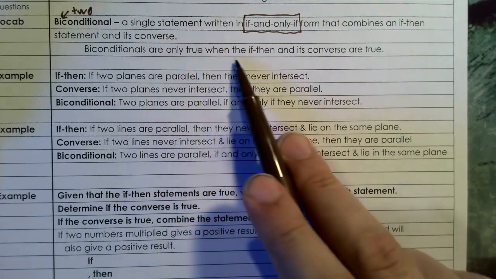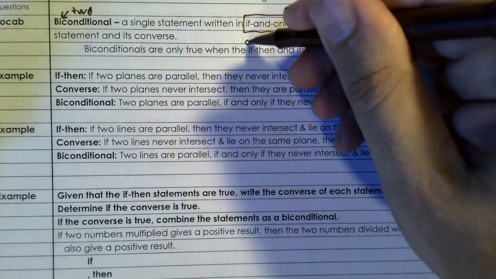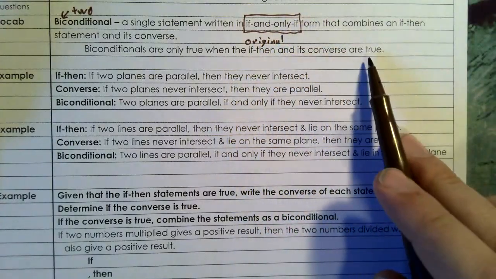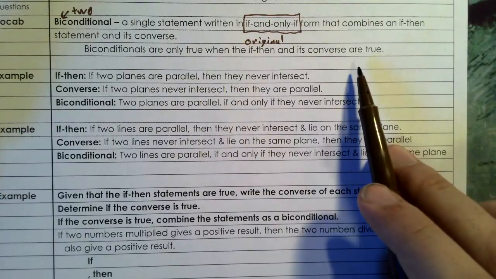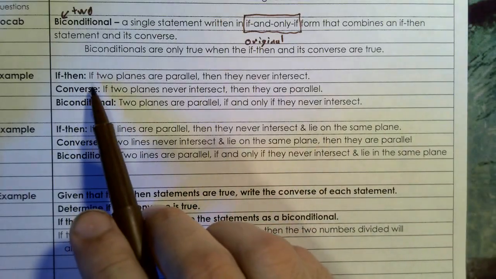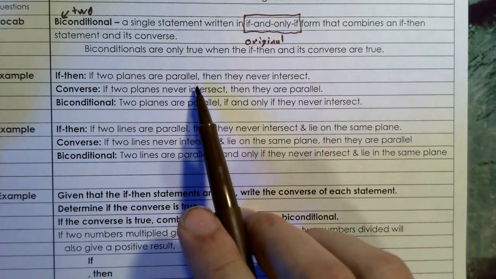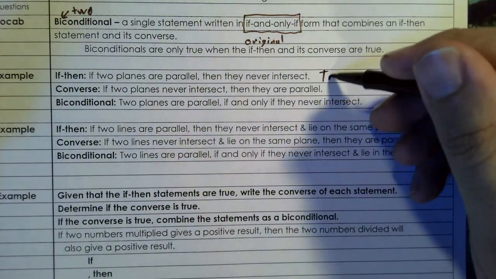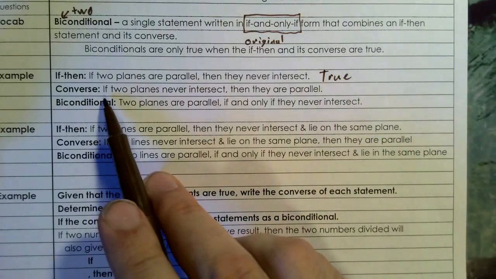So they're only true if the if-then, or kind of that original statement, and its converse are true. If both directions are true, then we're able to write a biconditional. So for example, here's our if-then. If two planes are parallel, then they never intersect. Yeah, that is true. Then we check its converse.